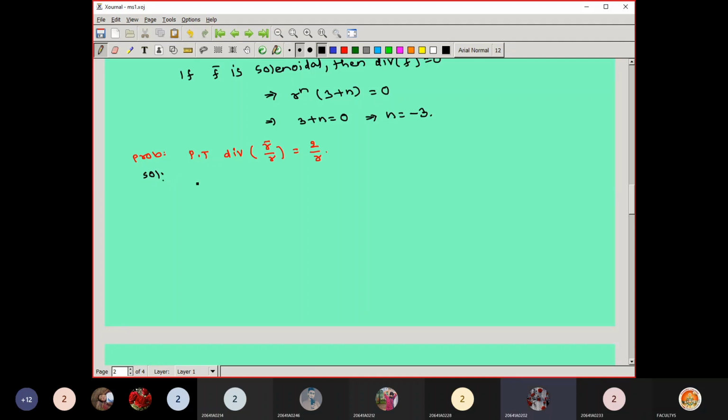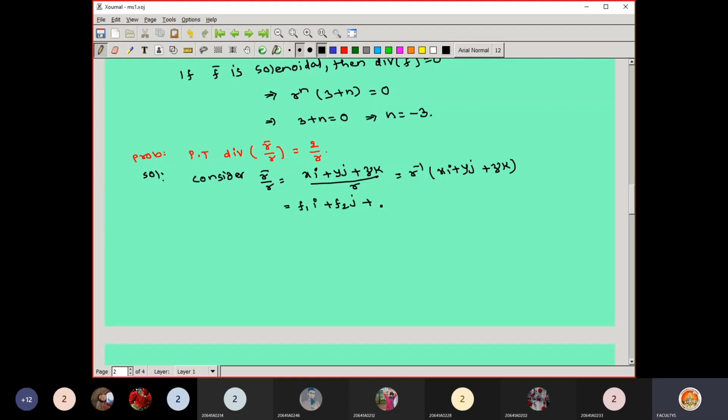Yes, sir. Very simple. So I am just calculating your first one. Consider it is r bar by r. r bar stands for xi plus yj plus zk. Overall it is divided by r, and r I can write as r power minus 1. It is xi plus yj plus zk. So this you can write as F1 i, F2 j, F3 k. Always remember that this is the easiest process whenever you want to calculate the divergence.